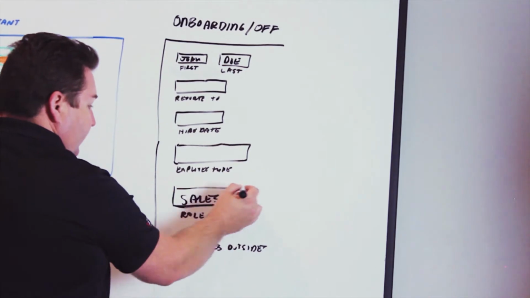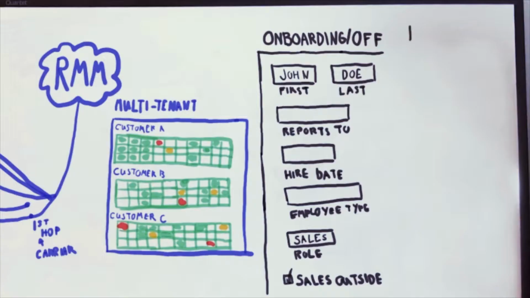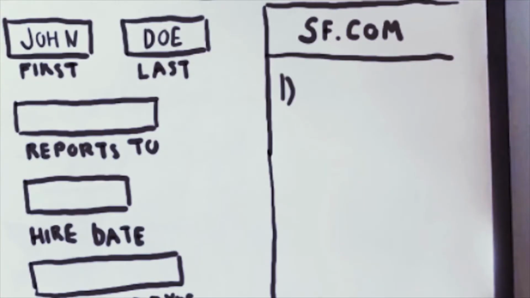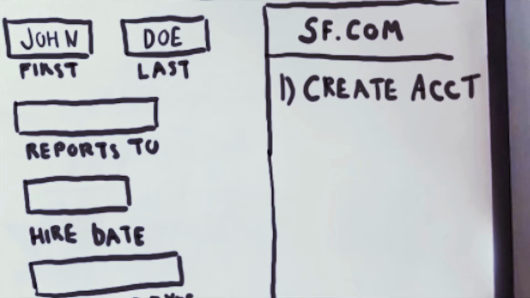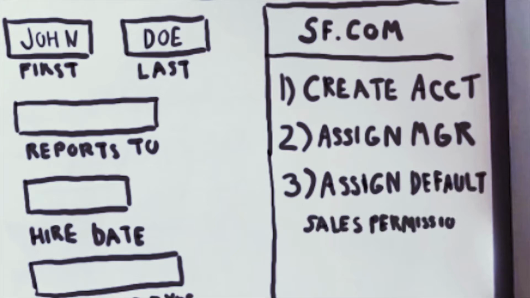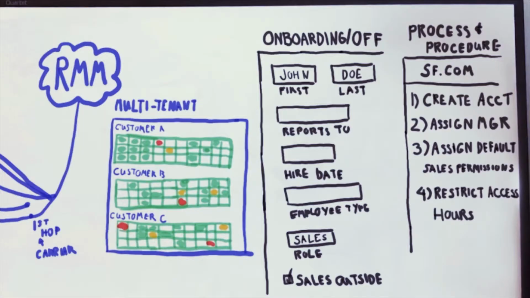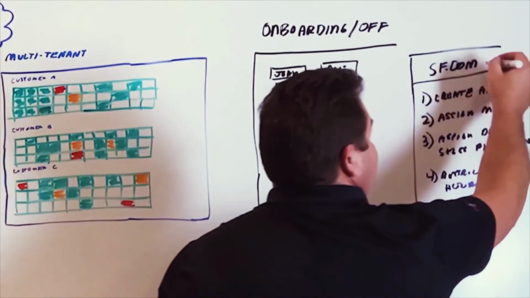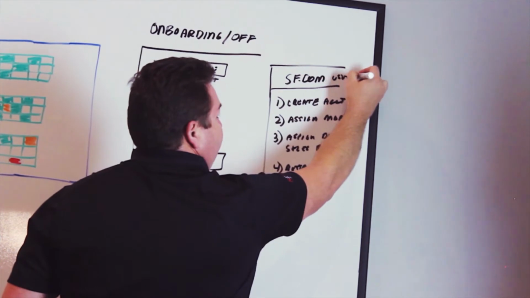Depending on this role, we've got a set of procedures we've got to follow. Let's say that I'm provisioning this user in Salesforce.com. I've got lots of things I've got to do here. My step 1 is create the account. My step 2 might be assign manager. My step 3 might be assign default sales permission. Right? My step 4 might be restrict access hours. The point is, we have to define processes by which we go execute tasks on the client's behalf. And so this is the Salesforce.com user account creation process, right?